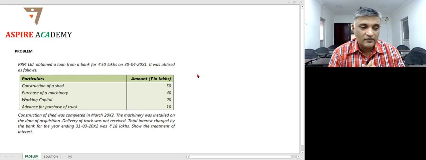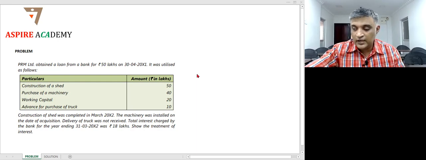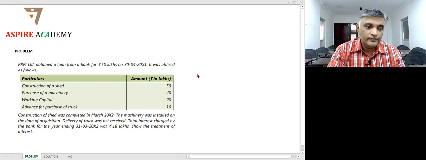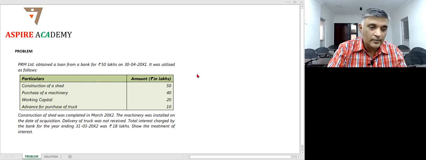So the interest which is relating to the purchase of machinery, working capital and advance for the truck, they need to be taken to P&L account. Whereas the interest which is relating to the construction of shed alone must be capitalized. So how do we find that? How do we determine that?